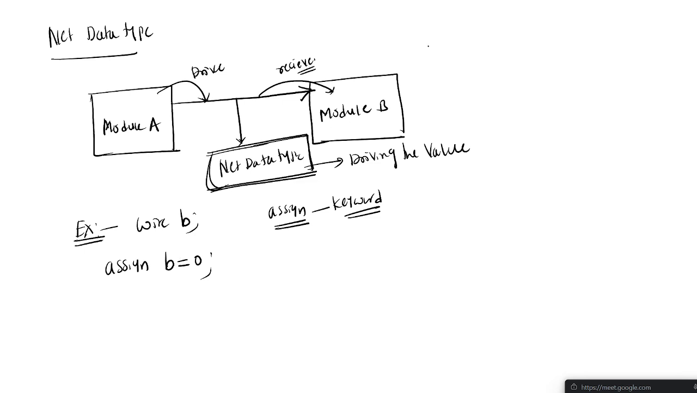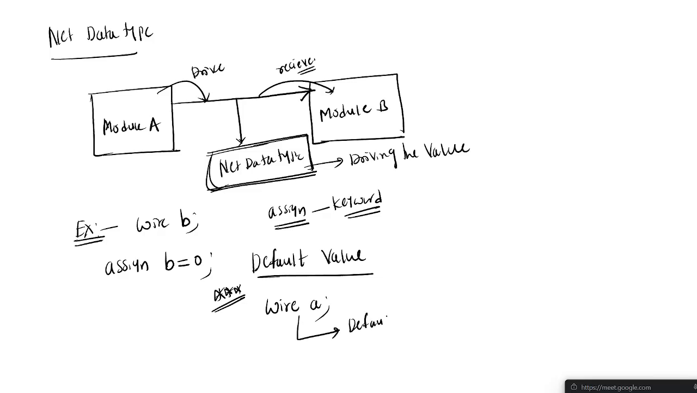And what are the default values? Suppose I give wire a. This is a very important interview question. What is the default value for the wire data type or net data type? If I consider wire a, what is the default value? We already saw the value set, no? What is the value set? 0, 1, X, Z. So the value can be one of these four. Can you guess what the value is?